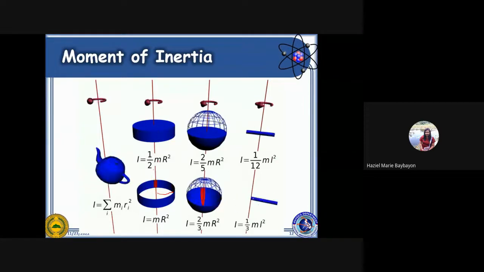And then this one, it rotates about one edge. So its value is also different. I equals 1/3 ml squared. Okay? So the greater the moment of inertia, the more difficult it is to start an object to rotate. So it is harder to make it rotate if its moment of inertia is larger, and harder also to stop it if it is already rotating. Okay?